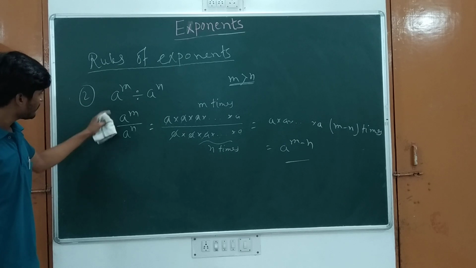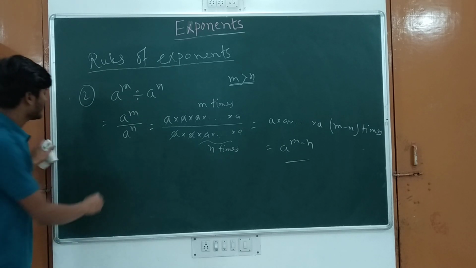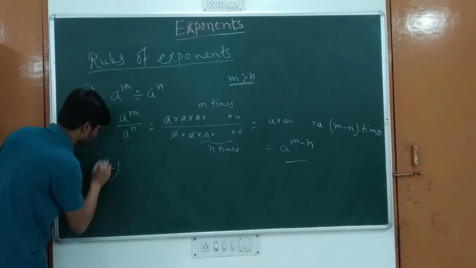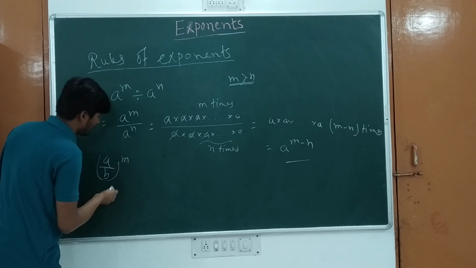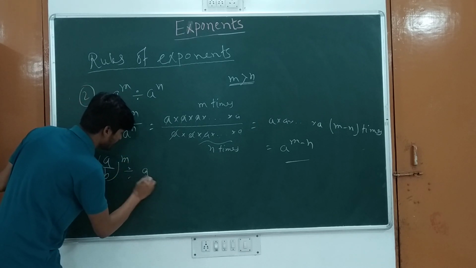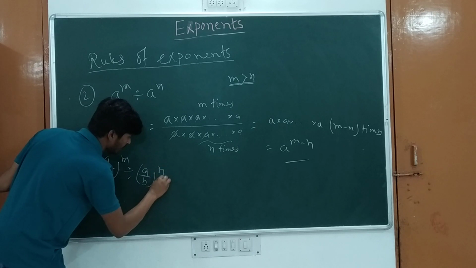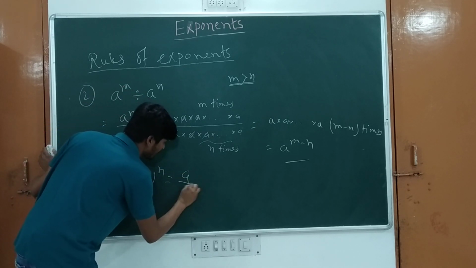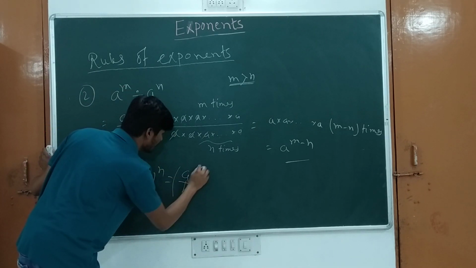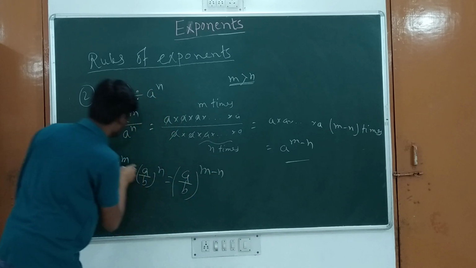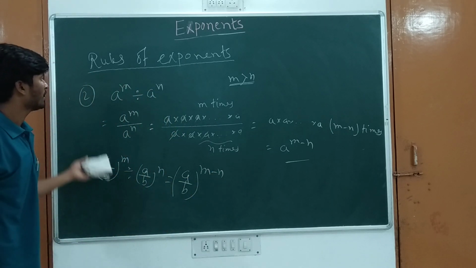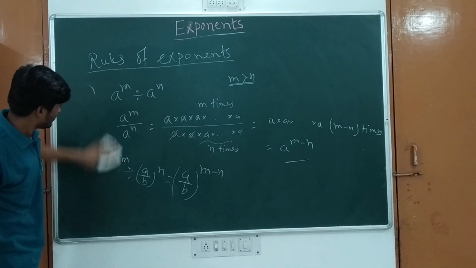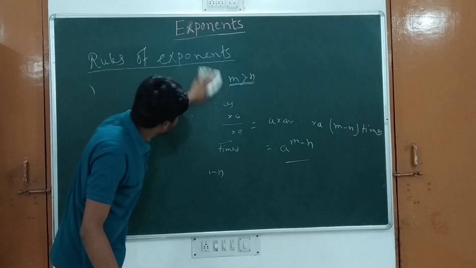Similarly, with fractions, in rational numbers, a by b whole to the power m divided by a by b whole to the power n will be a by b whole to the power m minus n, where m is more than n. Okay, that is division. This is the simple rule for division.